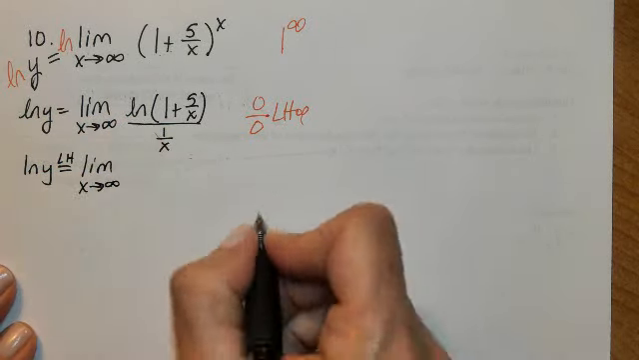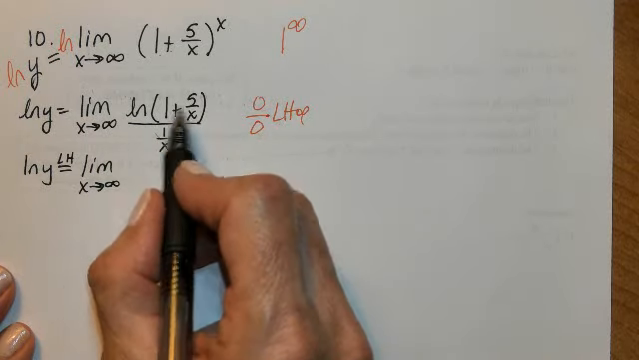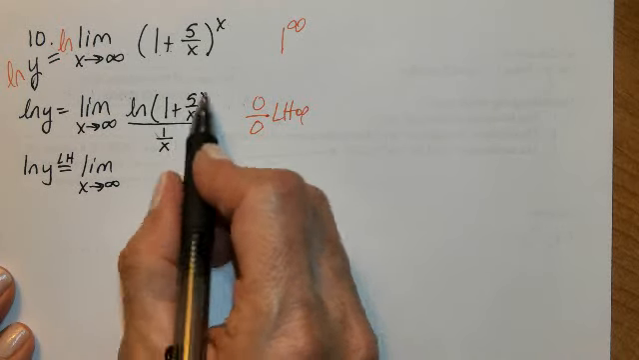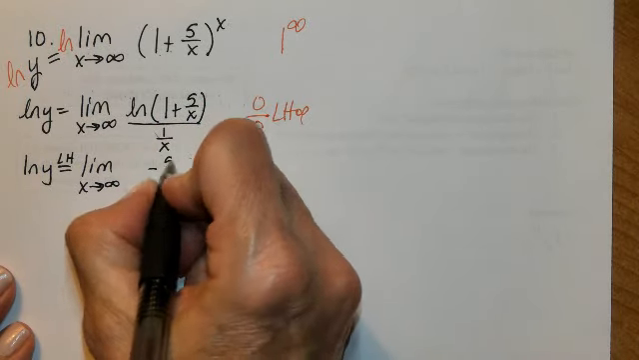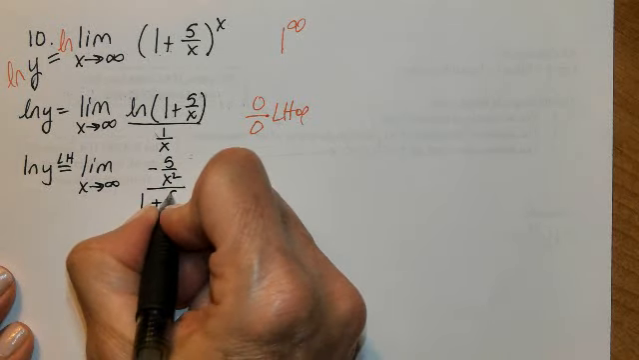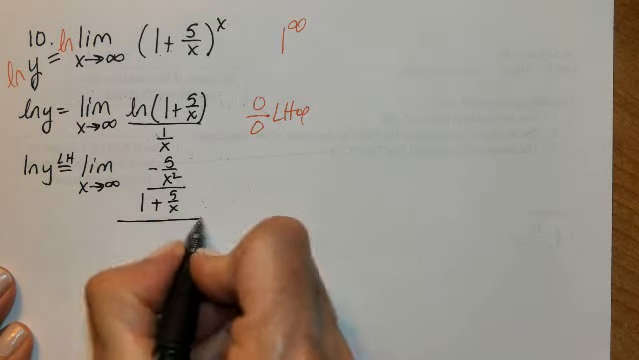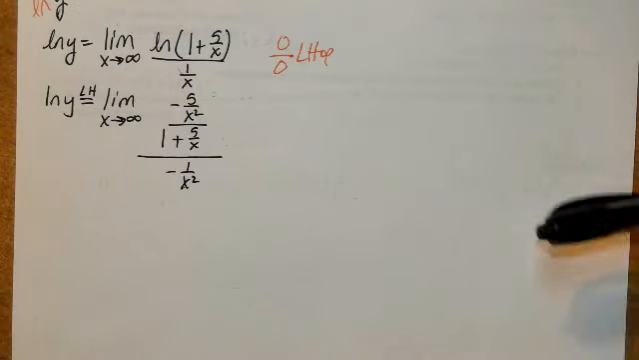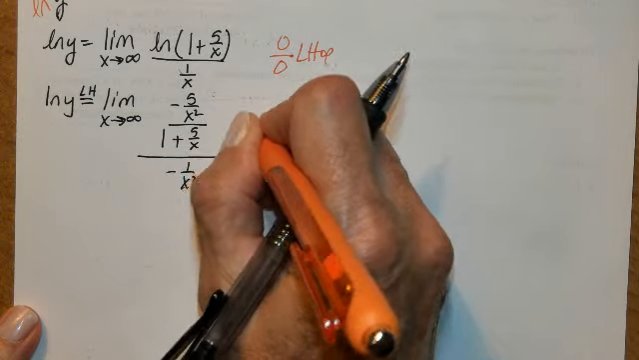And we're going to get a big complex fraction here, so don't be scared. That's a big complex fraction. So the derivative of ln of u is u prime over u. So the derivative of the argument is 0 plus the derivative of 5 over x. So that's going to be negative 5 over x squared, all over u, which is 1 plus 5 over x. That's just the derivative of the top. Now I need the derivative of the bottom. Negative 1 over x squared. Let's clean this up by multiplying by negative x squared over negative x squared.